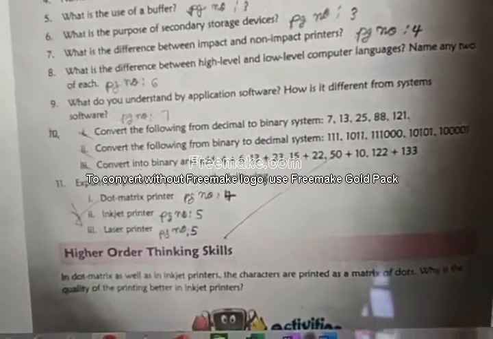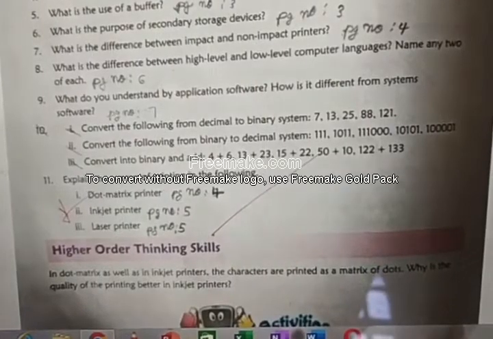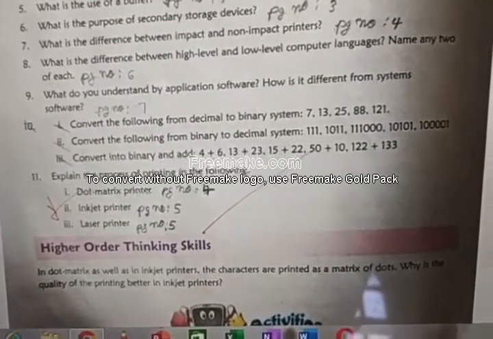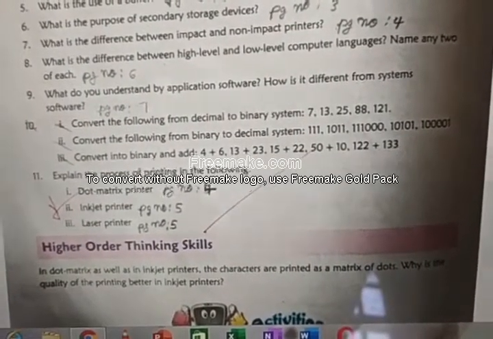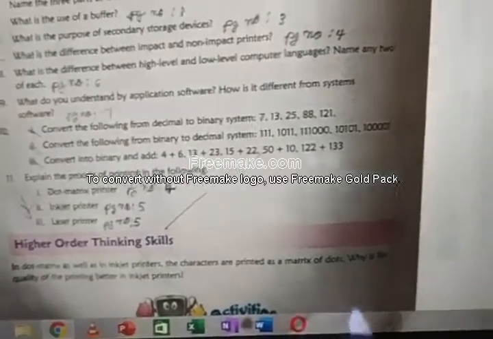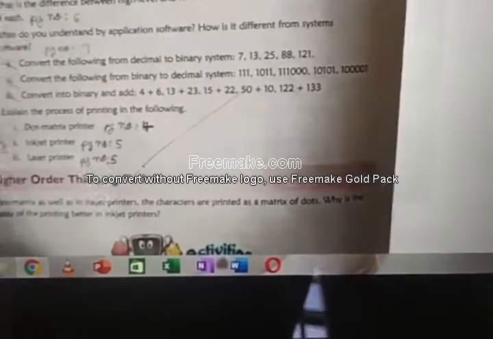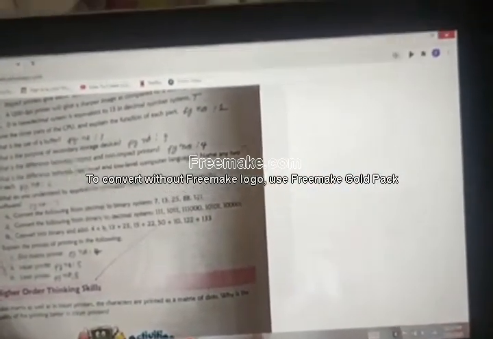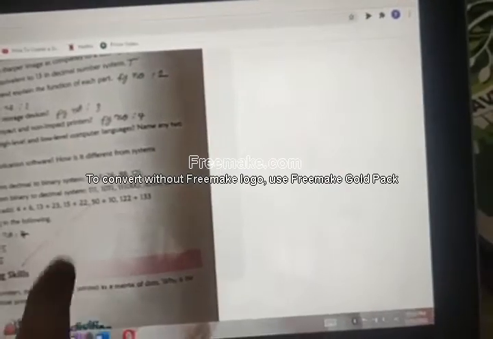Okay, now we are going to see 10th question. Converting the following from decimal to binary, binary to decimal, and convert into binary and add. All these 3 we are going to see. Okay, this for sure you should take a paper and write there and tear it and stick it in the book bag, next to the page number 12. You should stick there in the side. Make sure you are doing that. Now we will see those sums.